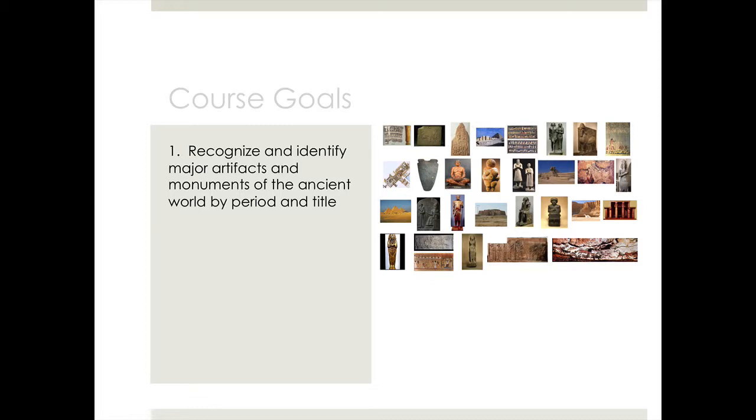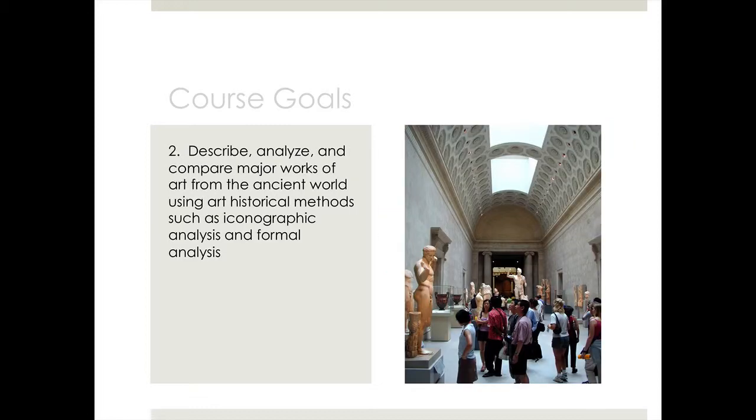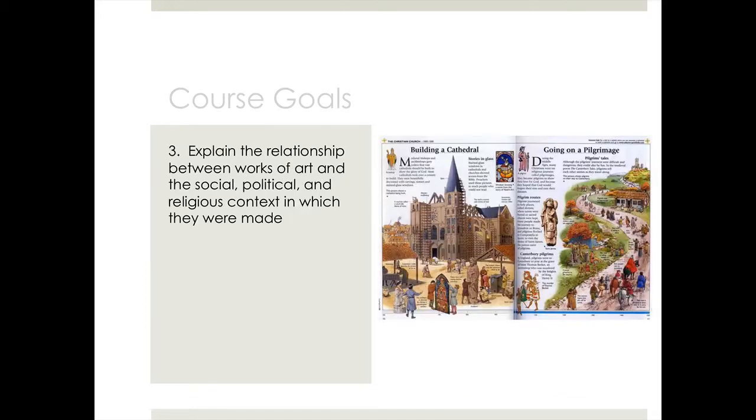Some of the things that you'll be able to do as a result of taking this class is you'll be able to recognize and identify major artifacts and monuments of the ancient world by period and title. This will be assessed by slide identification exams. You will also be able to describe, analyze, and compare major works of art using art historical methods such as iconographic analysis and formal analysis. And you will have visual analysis essays where I will assess for those skills.